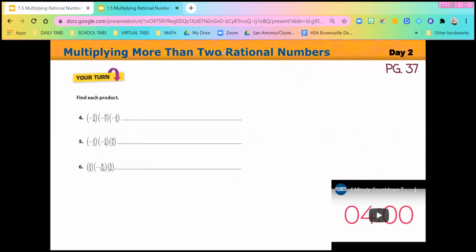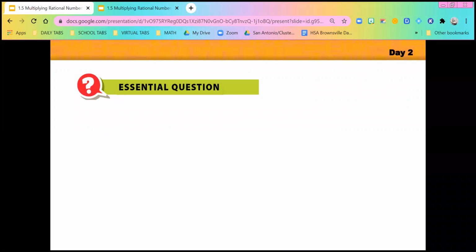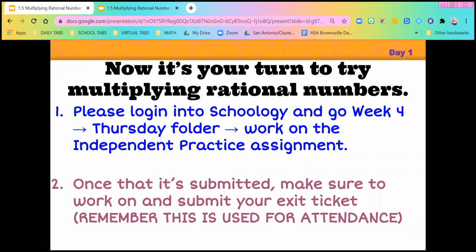And now it's going to be your turn. All right, so you're going to go into Schoology and you're going to go to week 4, our Thursday folder, and you're going to work on the independent practice that is going to be in that folder. Okay, this is just for you to practice on your own with the different fractions that we were learning today. Once you do that, of course, you are going to work on your exit ticket.